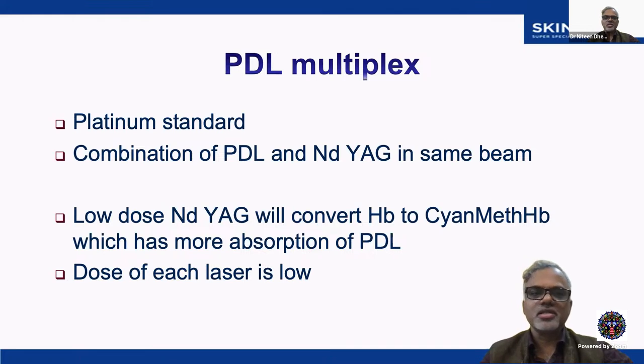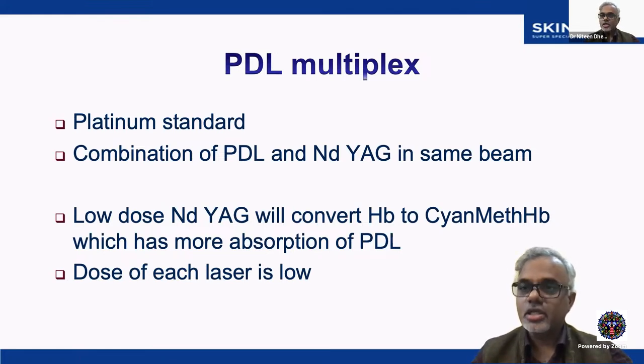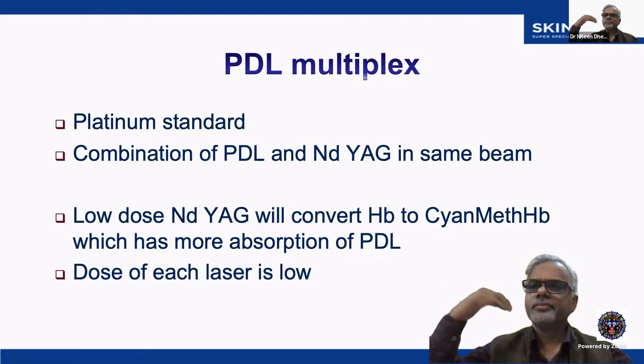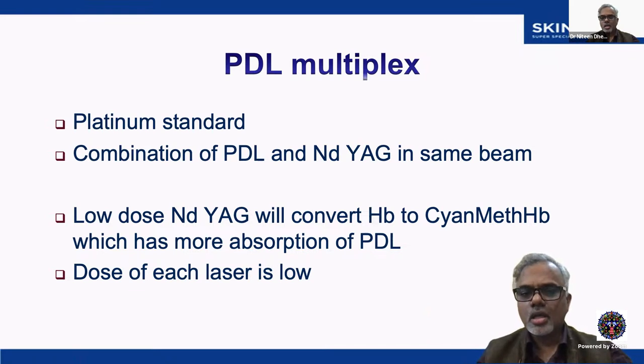The PDL multiplex is a platinum standard. It's a combination of the pulse dye and Nd:YAG laser in the same beam. So a low dose Nd:YAG laser will convert the hemoglobin to methemoglobin, and that will have more absorption of the pulse dye wavelength. So one laser will convert the hemoglobin to methemoglobin, and that will have more absorption of the next wavelength. So the dose required of each wavelength is low and there are fewer side effects.